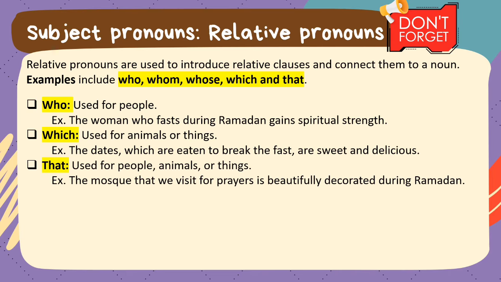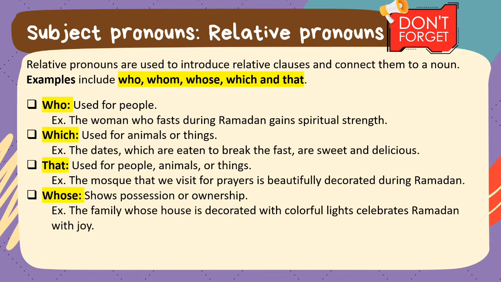Then we have that, used for people, animals, or things. For example, the mosque that we visit for prayers is beautifully decorated during Ramadan. And then we will have whose, which shows possession or ownership. For example, the family whose house is decorated with colorful lights celebrates Ramadan with joy.